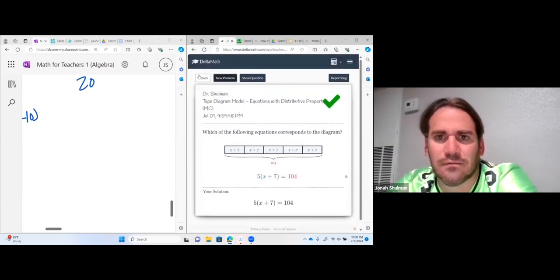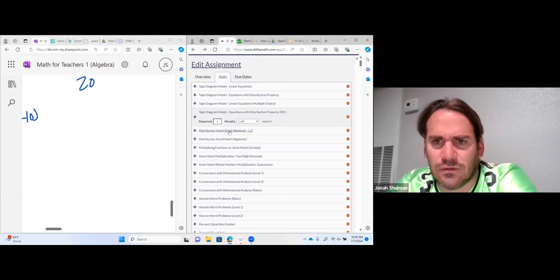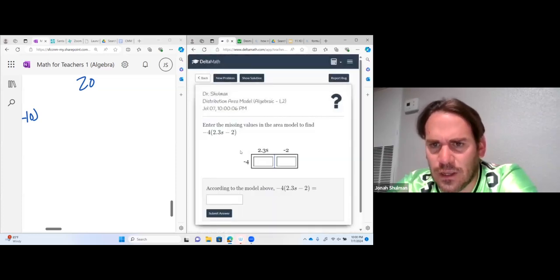Nice. Nicely done. All right, so now let's do another distribution area model. So here's another model, but now we have decimals and crazy stuff. So let's figure this out.